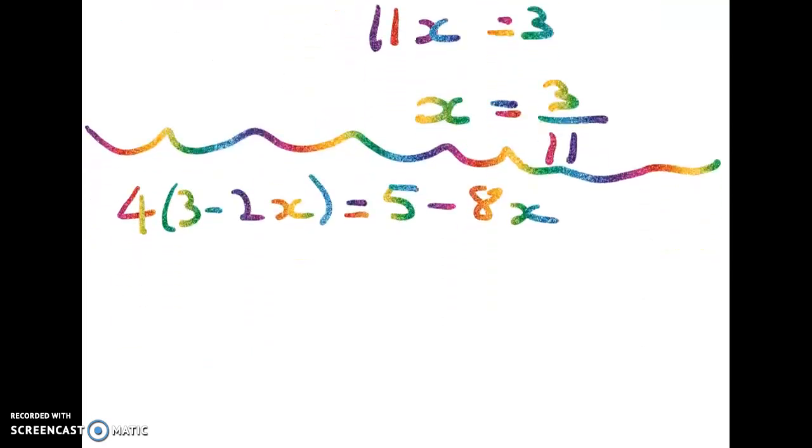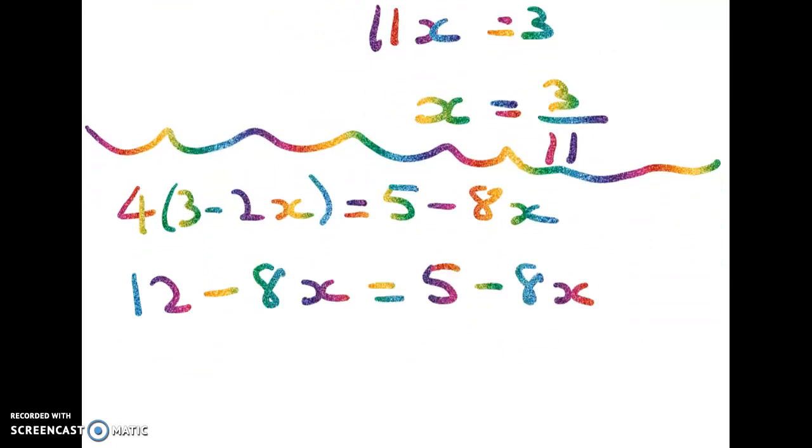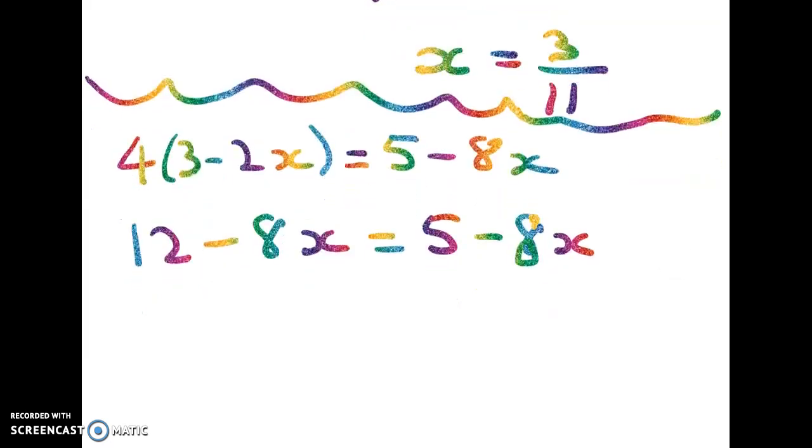So let's expand out the brackets. We get 12 minus 8x is equal to 5 minus 8x. So we can look at that already and see that there's something very strange going on. We're trying to find the values or the numbers that will make that a true statement. So we can start mechanically doing our usual thing.